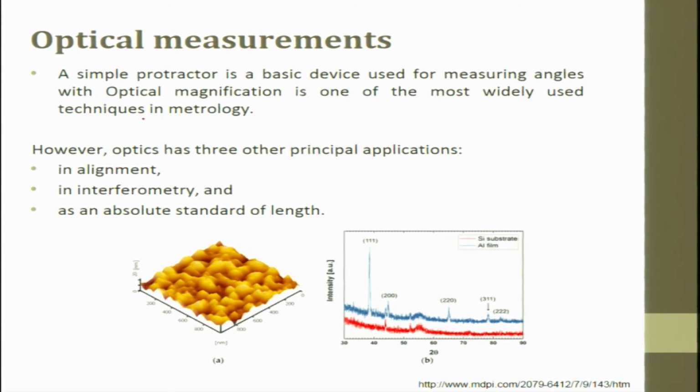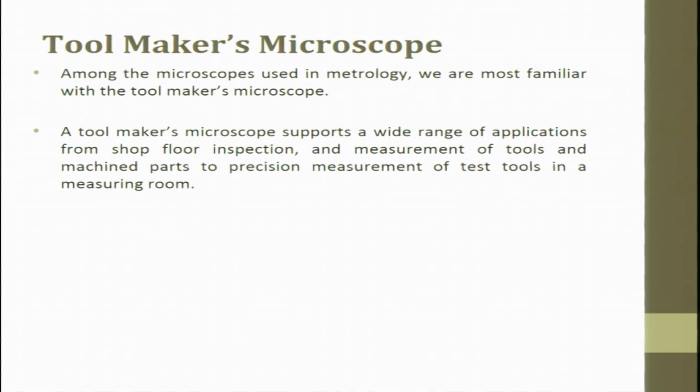A simple projector is a basic device used for measuring angles with optical magnification, is one of the most widely used techniques in metrology. However, optics has three major applications. In alignment application, we use optics. In interferometry, we use optics for measuring the distance, and it is also used as absolute standard for length. That is what we measured. The length 1 meter is measured in wavelengths today.